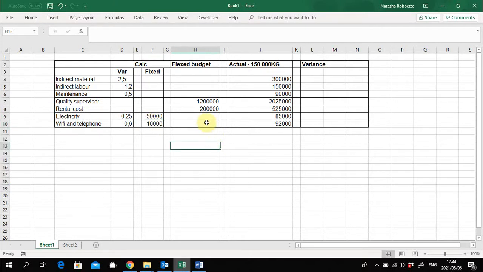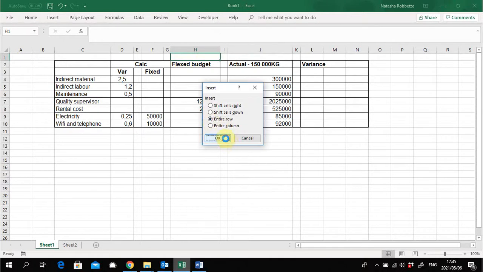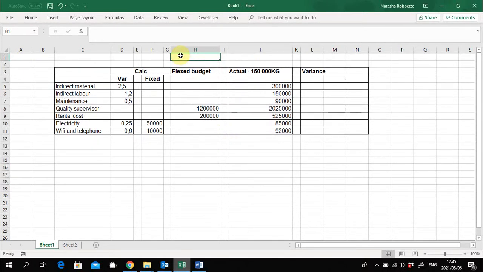All right, now I can go and complete my flexed budget. So what does a flexed budget mean? It means that I should take my budgeted cost and I need to times it by my actual cost driver. And the actual cost driver was 150,000 kilograms in this question.